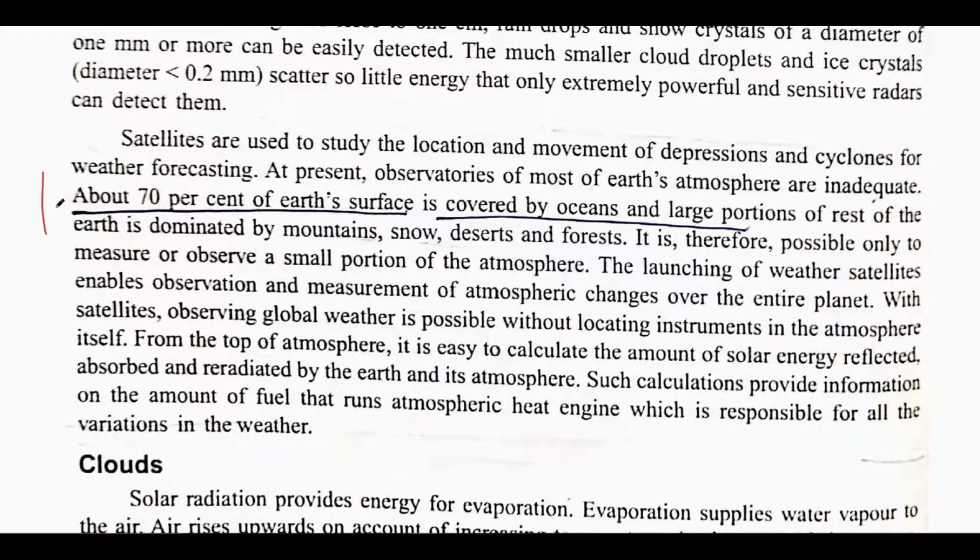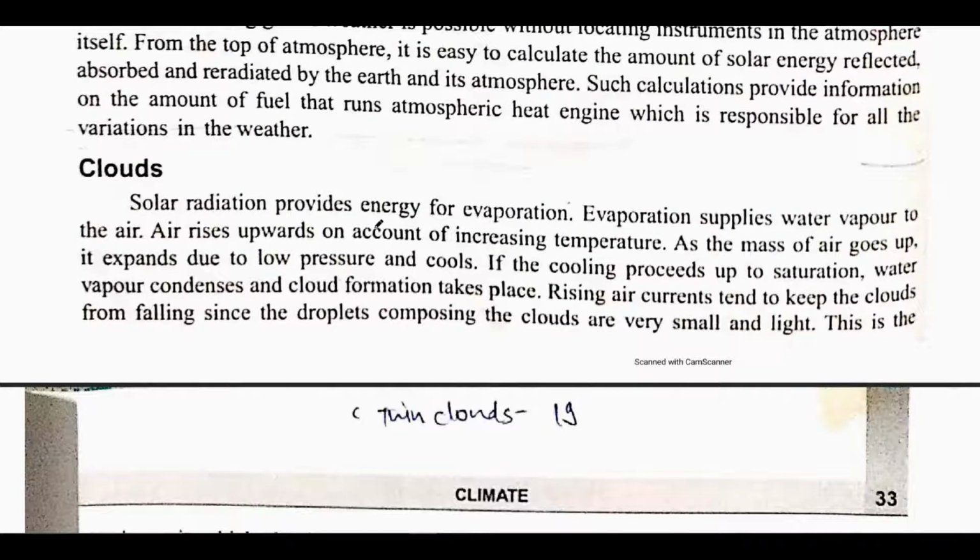Now, another important line is that about 70% of the Earth's surface is covered by ocean, and a large portion of the rest of the Earth is dominated by mountains, snow, desert. This is not important. The important thing is that about 70% of the Earth is covered by ocean.